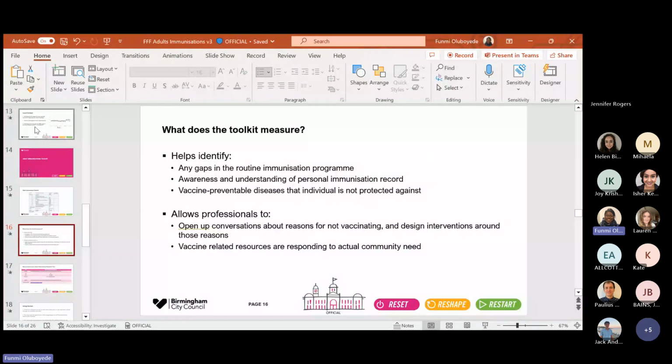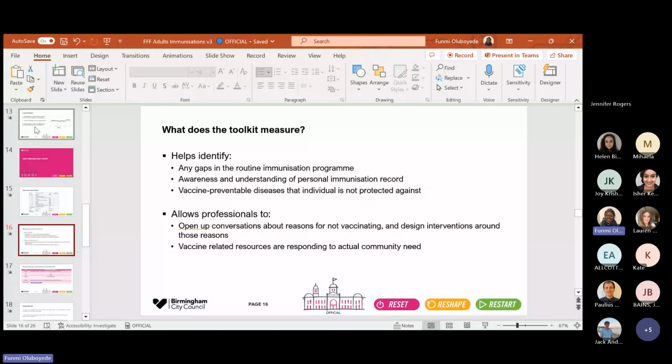So what does the toolkit measure? It helps to identify any gaps in the routine immunization program for an adult, and it helps with awareness and understanding of personal immunization record and vaccine preventable diseases that an individual is not protected against. The toolkit allows professionals to have open conversations about reasons for not vaccinating and for designing interventions for these reasons.